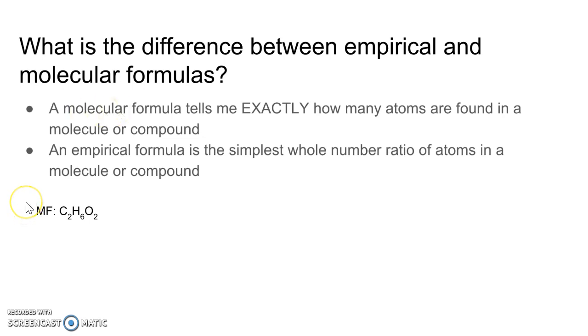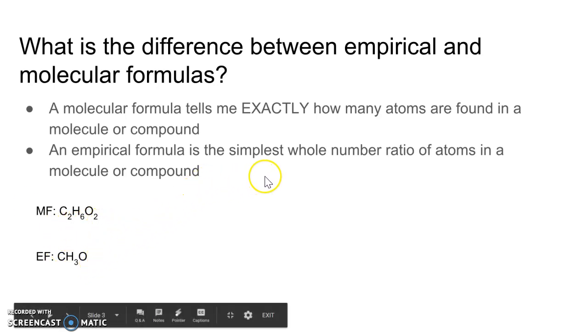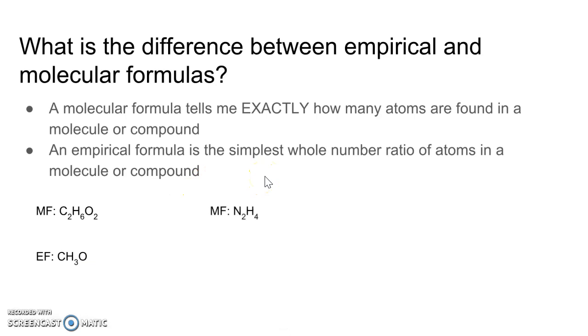So if I start with this molecular formula here, C2H6O2, the empirical formula would be CH3O. Easy enough. I just have to essentially divide each of these by 2. That gets me a simplest whole number ratio. Awesome. Let's do another practice. N2H4. Okay, so the empirical formula for that one, again, easy enough. Divide both by 2. NH2.